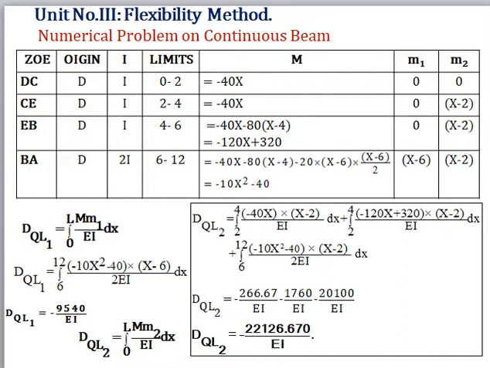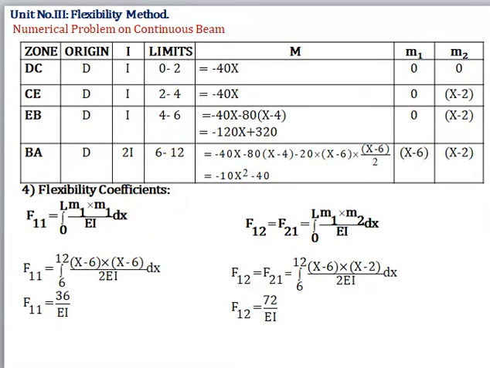Now the next, move toward the next point, that is the flexibility coefficient. Okay. So for the flexibility coefficient we have to find out the values of f11, f12, f21 and f22, all these are the flexibility coefficients. So let's first find out. Now there are two redundants, so there will be a matrix of 2 by 2. So a 2 by 2 matrix will be there. Okay. So in view of that, let's find out the first flexibility coefficient.